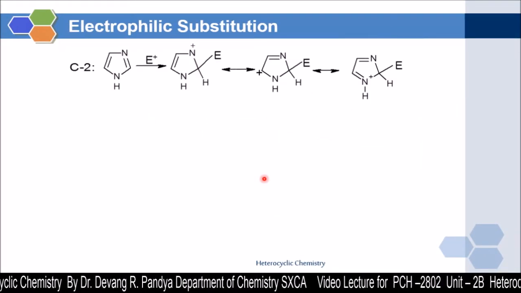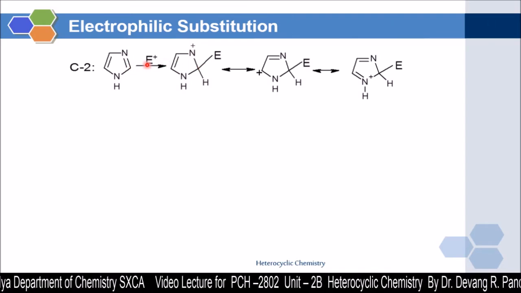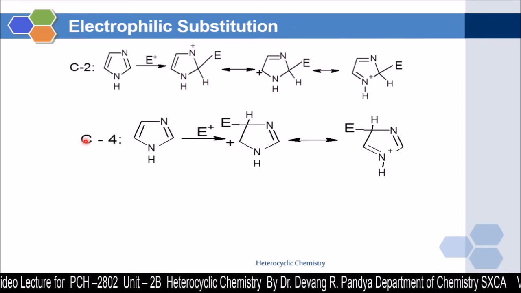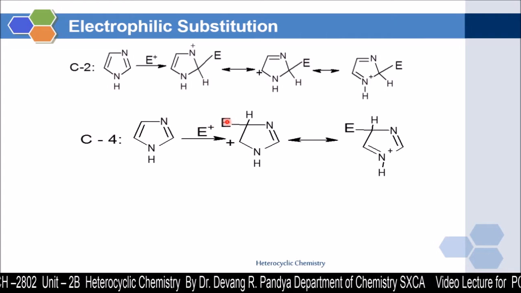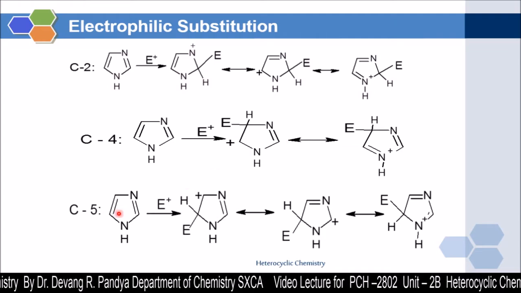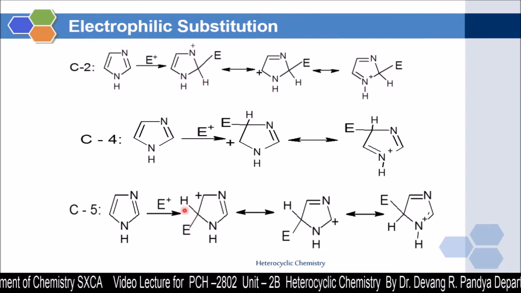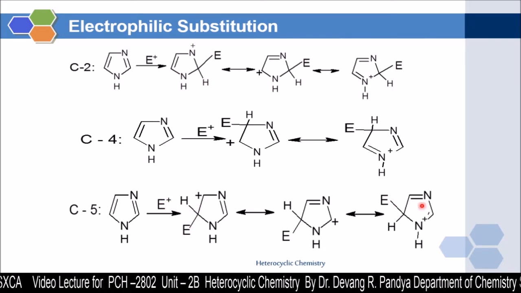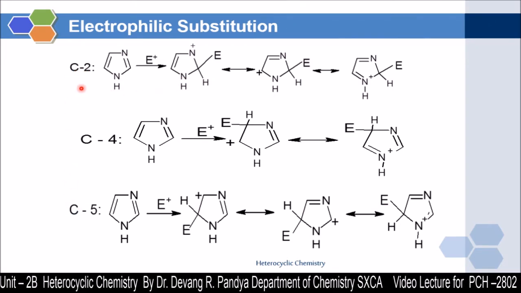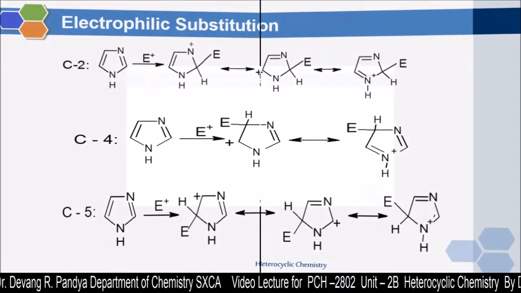Now, electrophilic substitution reaction. At carbon 2, this carbon where we use the electrophile gives us three resonating structures. For carbon 4, at this position, when we apply the electrophilic reagent, we get only two resonating structures. For carbon 5, at this position, when we apply the electrophile, it gives us three resonating structures. So carbon 2 and 5 are the most specific sites for entering electrophiles into this 1,3-azole.